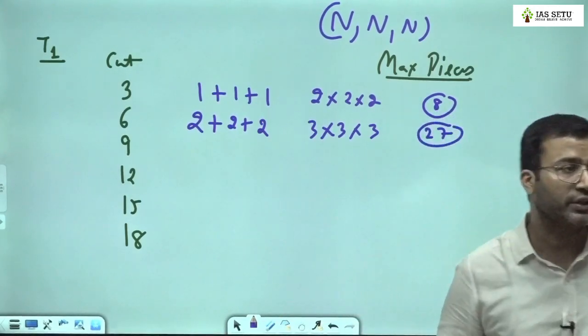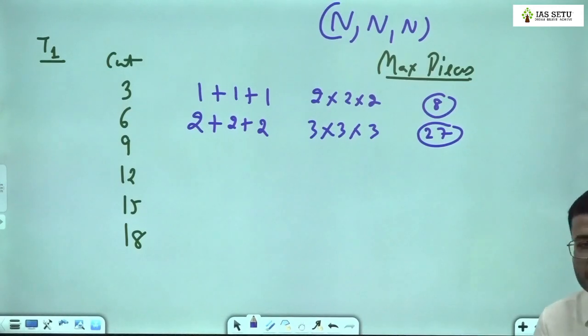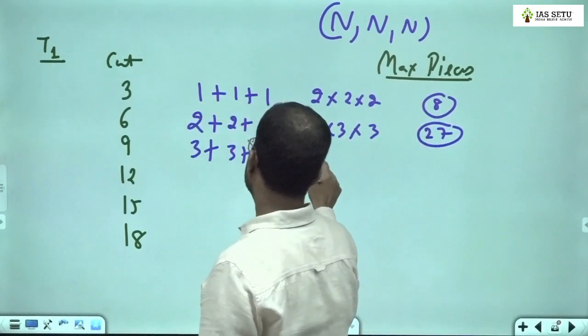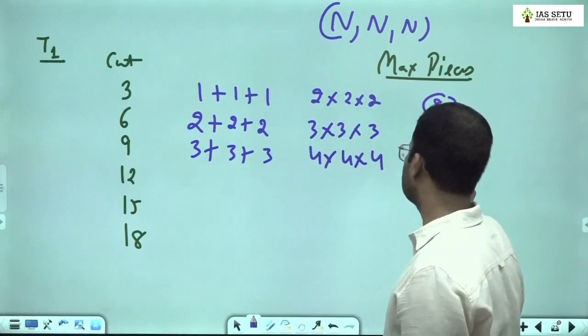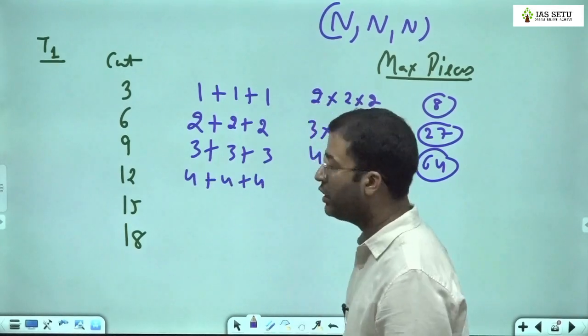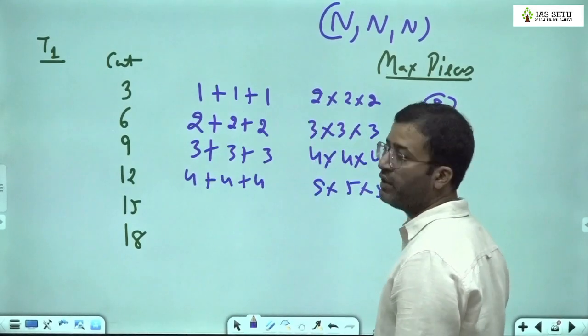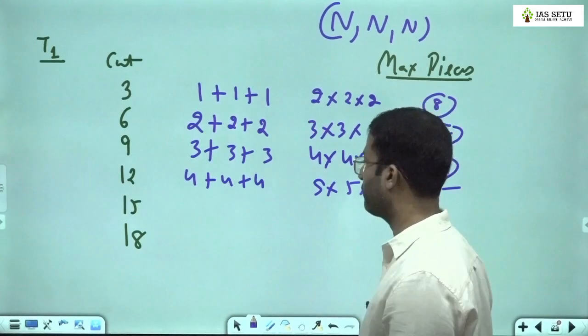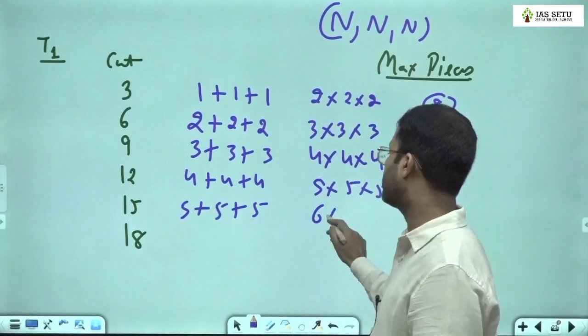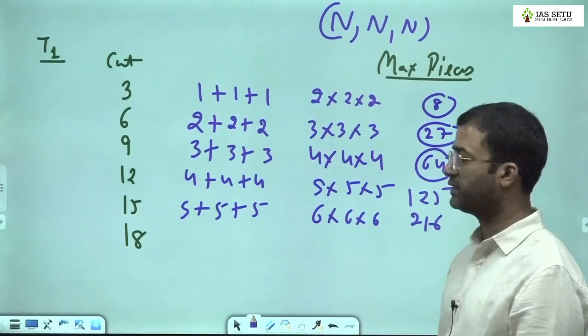Try. With 9 cuts, what is the maximum number of pieces possible? 64. How is it possible? 3 cuts on X, 3 cuts on Y, 3 cuts on Z, number of pieces 4 into 4 into 4, 64. How you distribute 12 cuts? 4 plus 4 plus 4, number of pieces 5 into 5 into 5, how many pieces you get? 125. How you distribute 15 cuts? 5, 5, 5, number of pieces 6, 6, 6, 216.